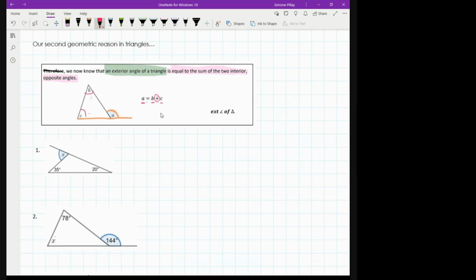Okay, so this is what my rule says. My exterior angle is equal to the sum of my two interior but opposite angles. So you cannot use this angle inside the triangle that's next to your exterior angle. You must use the other two angles inside the triangle. So I hope that that makes sense for everybody and that we're understanding that. Now, when we use this rule to calculate unknown angles in a diagram, the reason is always going to be exterior angles of a triangle.